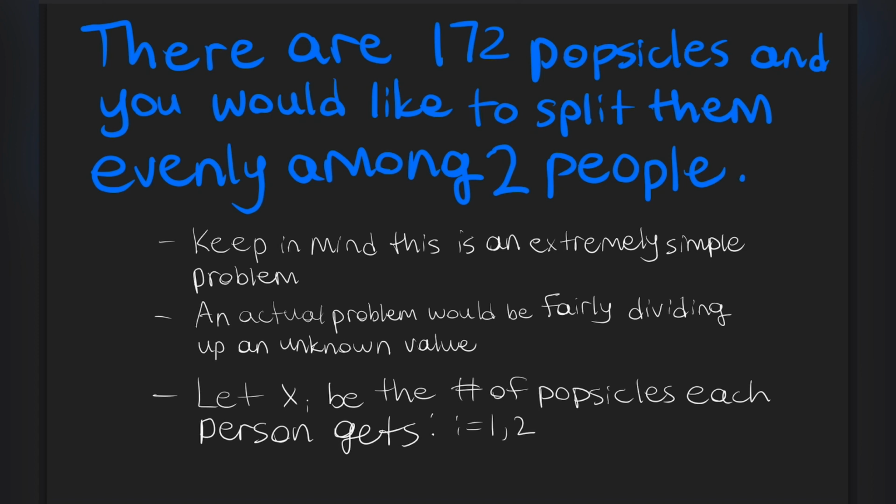Alright, so back to the problem. Let xi be the number of popsicles each person gets. I equals 1 and 2 because there's a first person and a second person and there's only two people. And this is our decision variable, xi.